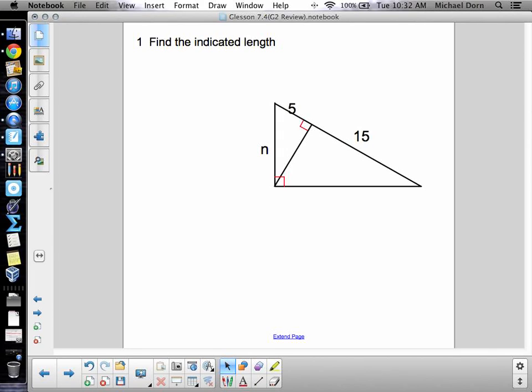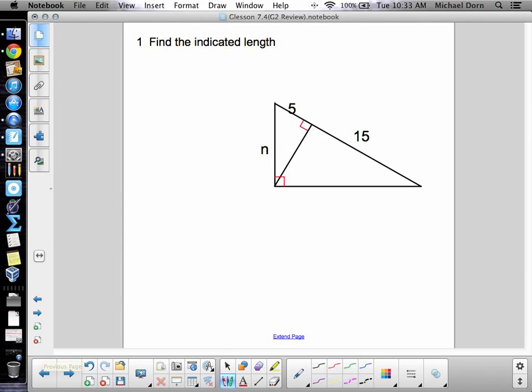It is a right triangle. That's all we know. We don't know the measures of the other angles. So I can't say this is 5, this is 10, this is 5 root 3. That wouldn't work here. Those are not 30, 60, 90s unless we're told they are.